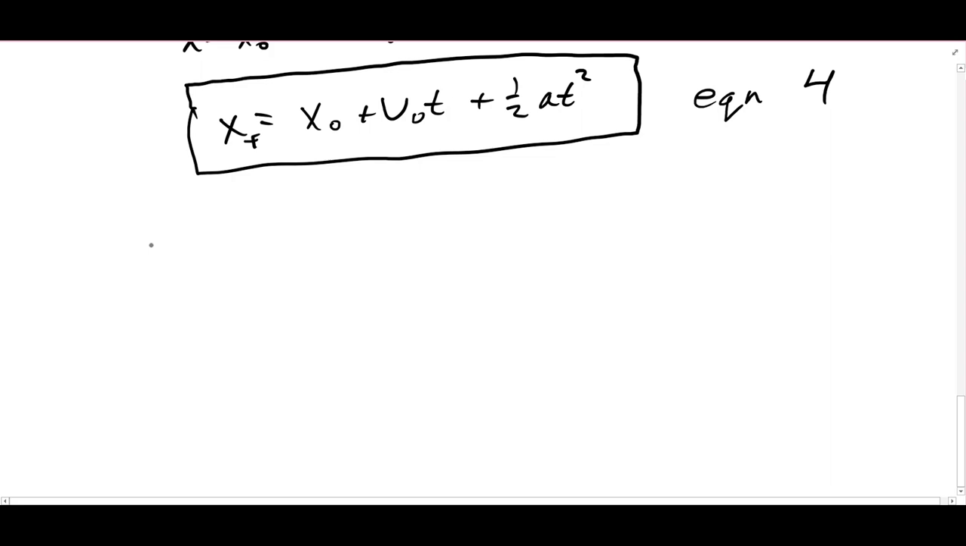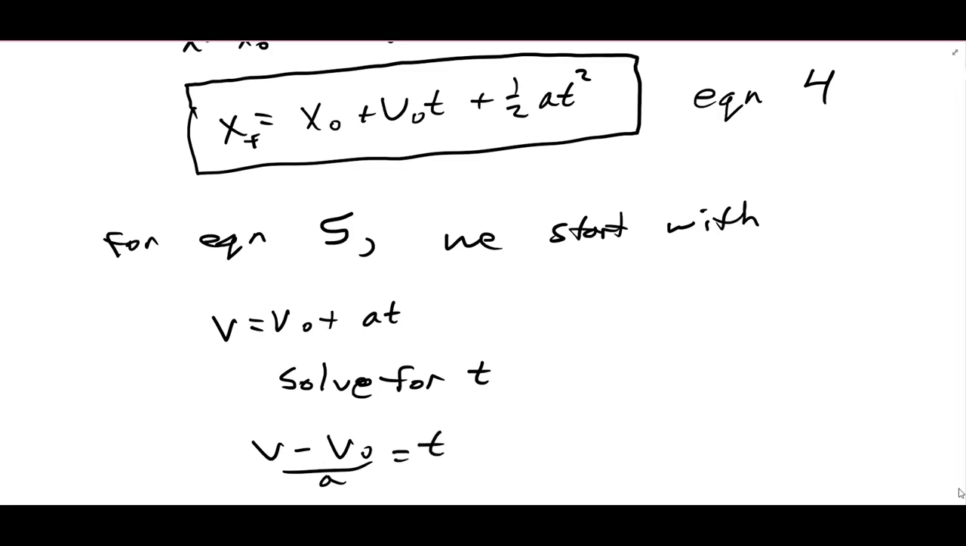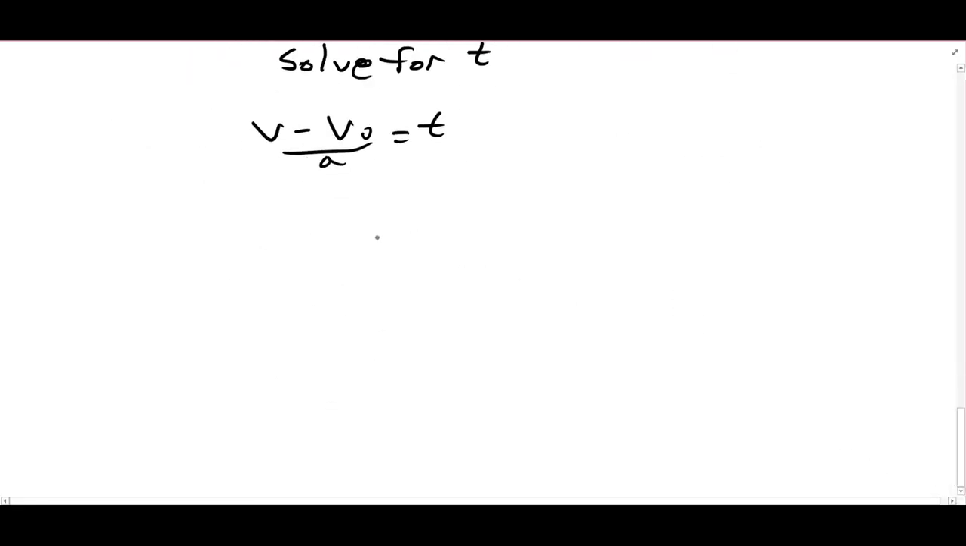So for the final equation, for equation 5, we start with v equals v naught plus at. Solve for time. Okay. And so (v minus v naught) divided by a equals time. Okay. So now what we want to do with that is we want to plug that in. Basically, we want to plug that into this equation.